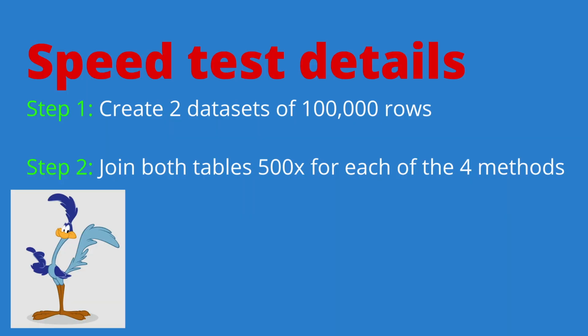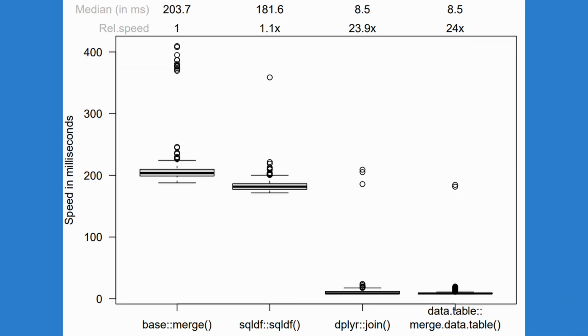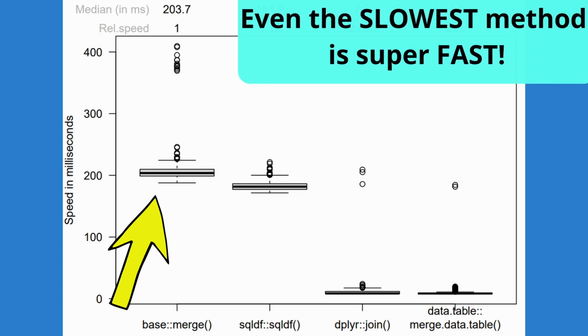To do this speed test, I created two data sets of 100,000 rows long and I merged them 500 times. Here is a box plot of the results of each of the 500 iterations, and at the top I put the median time in milliseconds. So we see that the merge from the base package takes about 200 milliseconds. So merging two datasets of 100,000 rows long, you can do that 5 times within a second.